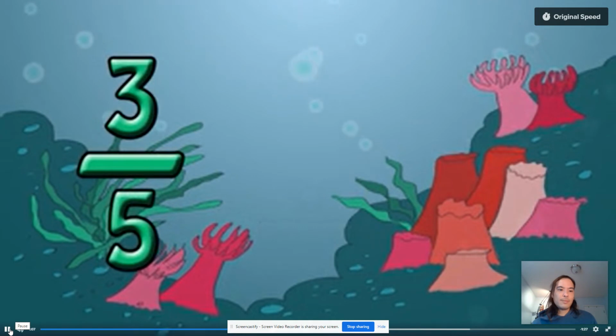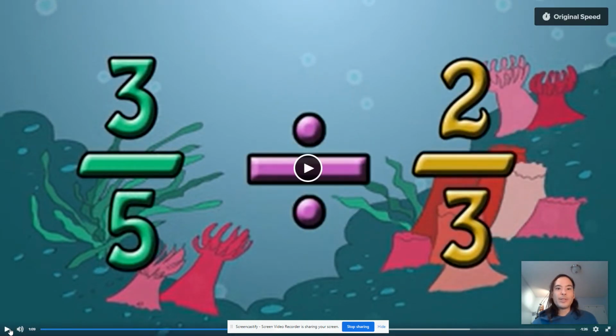All right, here's the example. 3/5 divided by 2/3. Now we're going to apply KCF, keep, change, flip. So we're going to keep this first fraction the same. Don't touch it. Just leave it alone. Keep it.